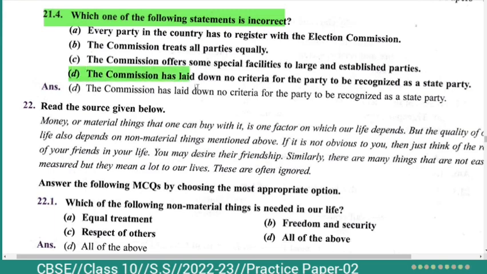So, which of the following statements is incorrect? That is, the Commission has laid down no criteria for the party to be recognized as a state party.